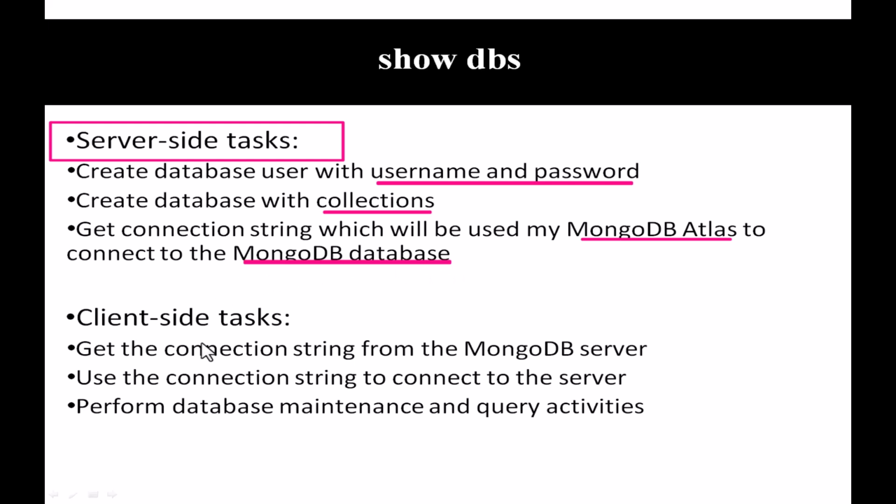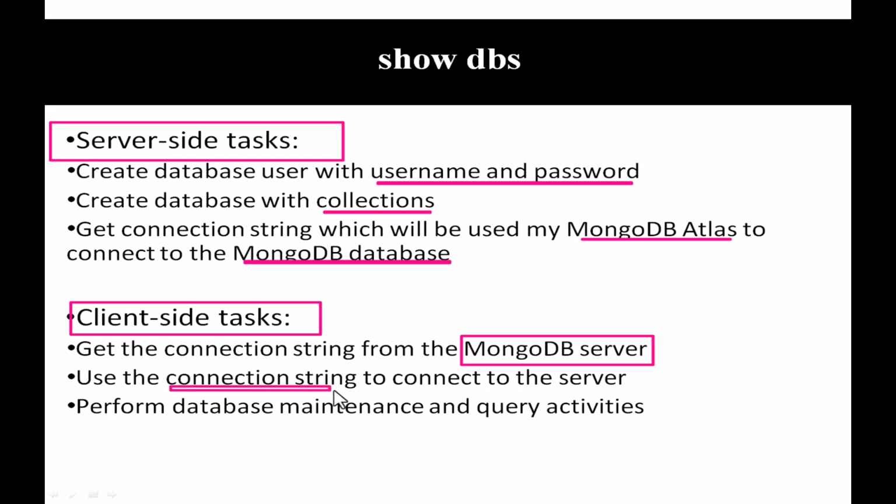Next, client side tasks. What are client side tasks? Get the connection from the MongoDB server. It means you need to get the MongoDB server connection from the server which is on your localhost. Use the connection string to connect to the server. So you have to use the connection string to connect to the server and perform the database maintenance and query activities.